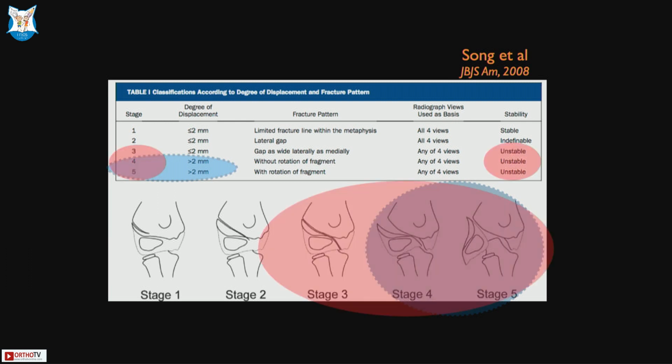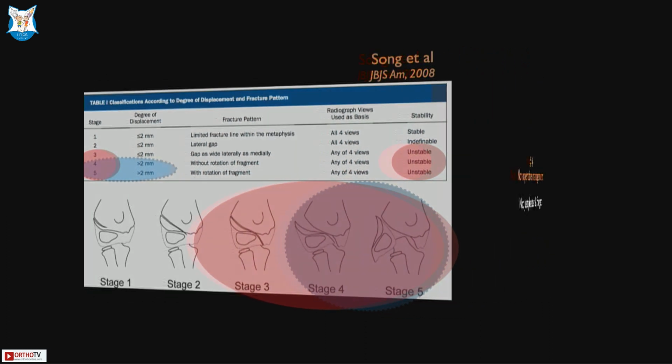The in-between one, the 3, where the displacement is less than 2 millimeters, but the fracture line is running parallel, that is also considered unstable. Okay? And 1 and 2 are relatively stable injuries. So even though there's a lot of information there, you need to start looking at the displacement and see how the fracture line runs.